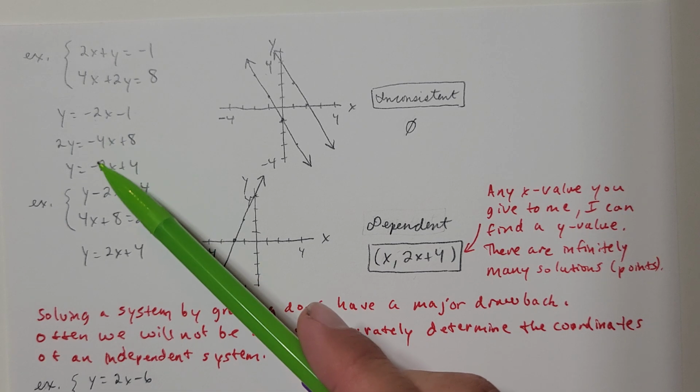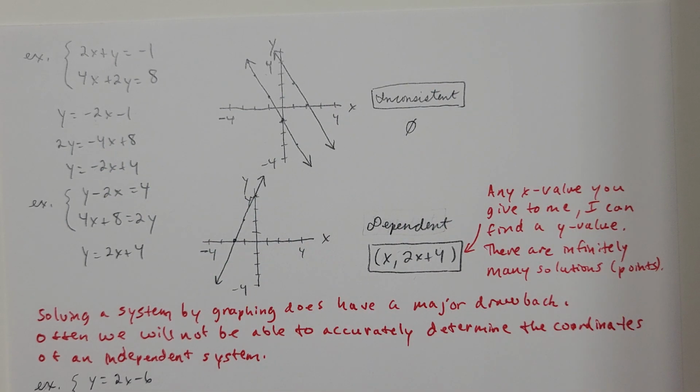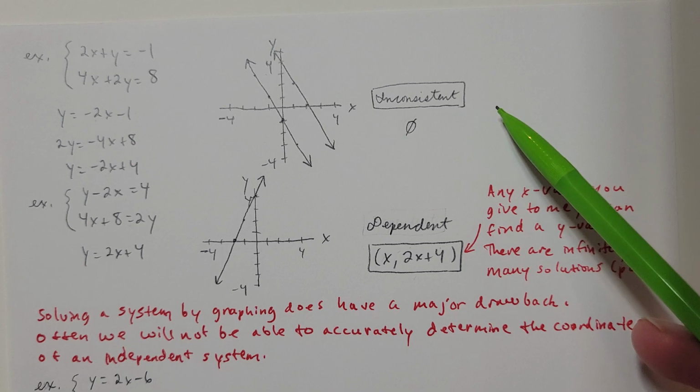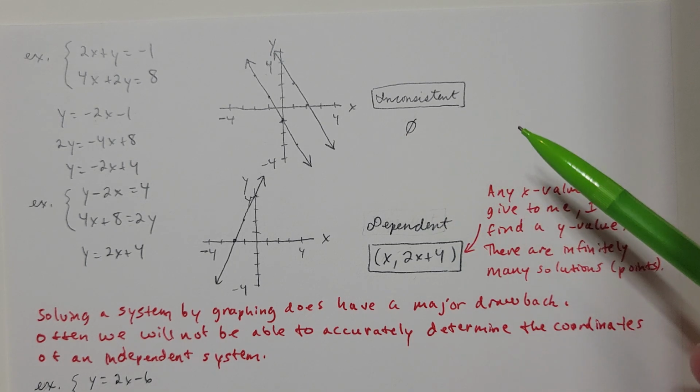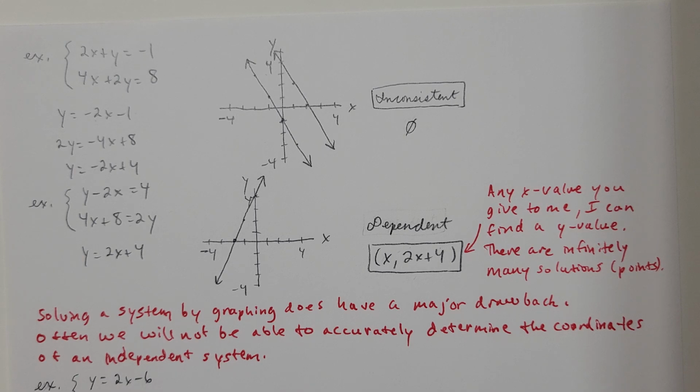Okay, so these both have a slope of negative 2. They're not going to intersect. That means that there's no solutions to the system. Okay, so a system that has no solutions to it is called inconsistent. Or you could just make a circle with a slash through it. That also means that there's no solutions to the system.